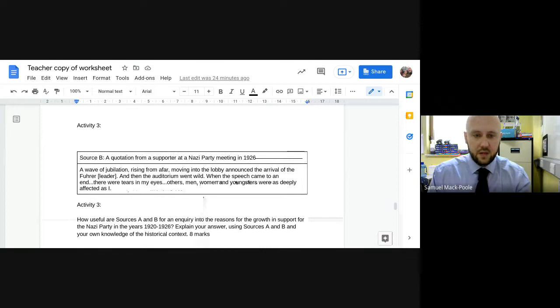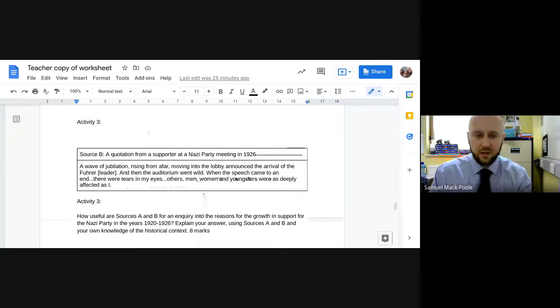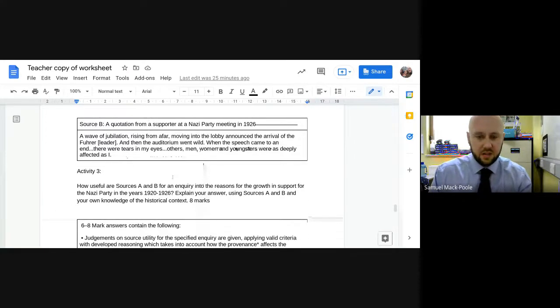And then we've got source B there, which is a quotation from a supporter at a Nazi Party meeting in 1926. And we've got a little quote there, which kind of describes how emotional he felt at seeing Adolf Hitler and how other people also felt emotional. Again, if you want to pause the video and read either of those sources, that's no problem. So how useful are these sources?